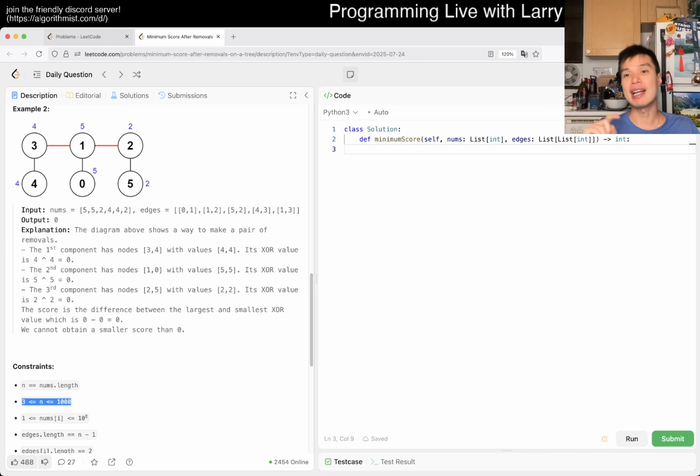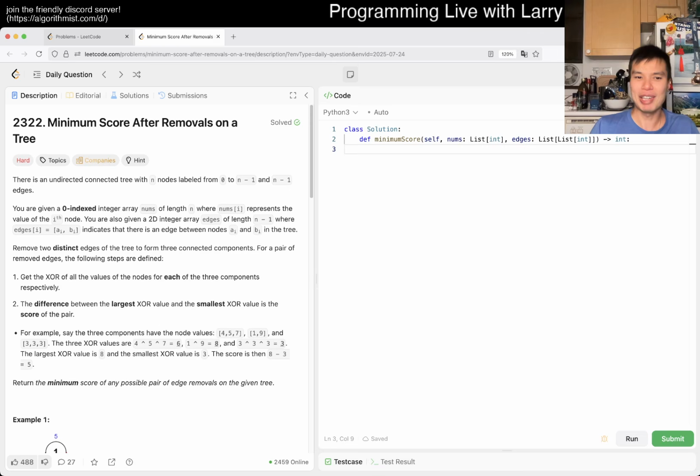The question now is, let's say you have an n squared algorithm. What does that mean? If you're able to do every pair of edges, you have to be able to do the calculation of the 3 XOR values in O(1). Because if you have the 3 XOR values, then the rest is pretty straightforward: you just find the difference between the largest and smallest. That part is easy, assuming you have the 3 of them, right?